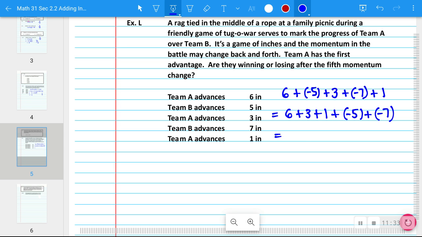Okay, when you add 6, 3, and 1, you get 10. And adding all the negatives here, -7 and -5 is -12. And the negative wins in this dogfight, so you get a negative answer, and you think subtraction. So this is not good news for Team A. They actually have lost ground 2 inches on this friendly tug-of-war.